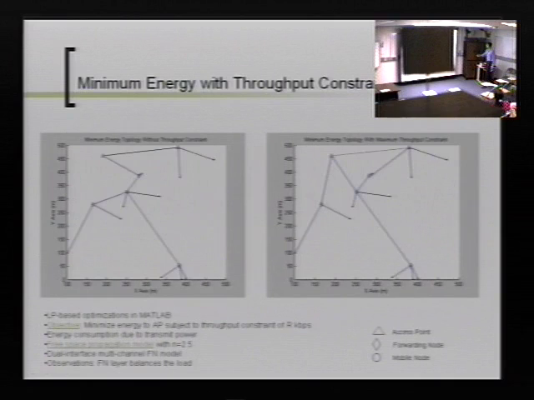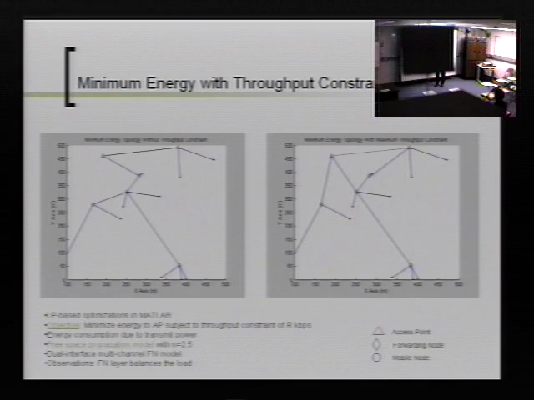So similarly, we also consider minimizing the energy with a throughput constraint rather than a delay constraint. So this particular topology shows a minimum energy topology where there is no constraint. So there is no need to balance the load between all the access points. In this particular case, you can see that only these two mobile nodes are going towards this access point, and all the other mobile nodes are going to this access point because that is the minimum energy path for them.